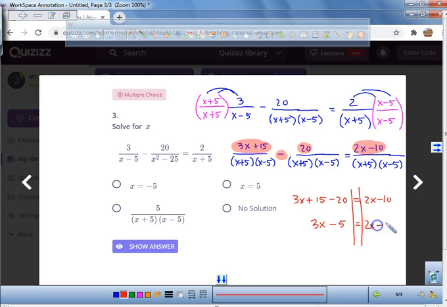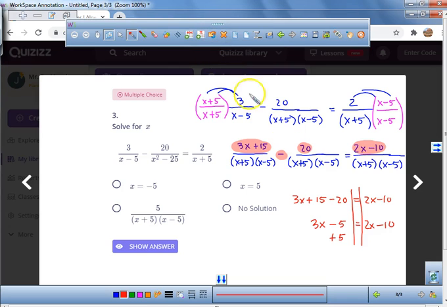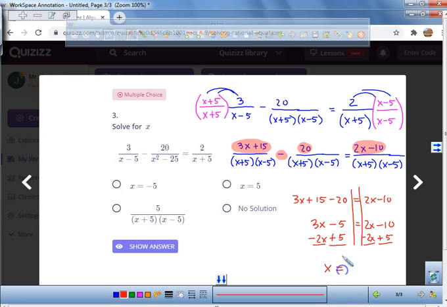equals 2x minus 10. Now I'm going to add a 5 to both sides. Add a 5. Very good. Now I'm also going to take away a 2x from this side and take away a 2x from this side. So it looks like I get x equals, that zeroes out, x equals a negative 5. So my answer is x equals a negative 5.